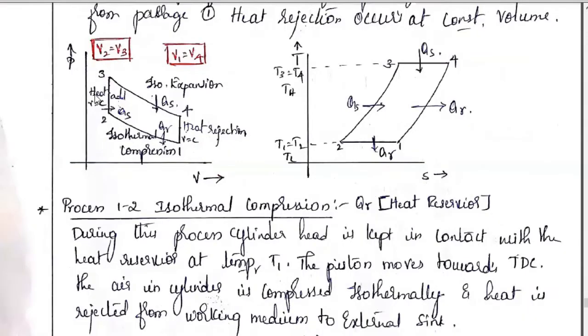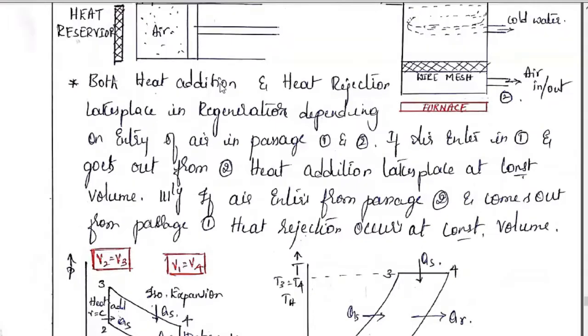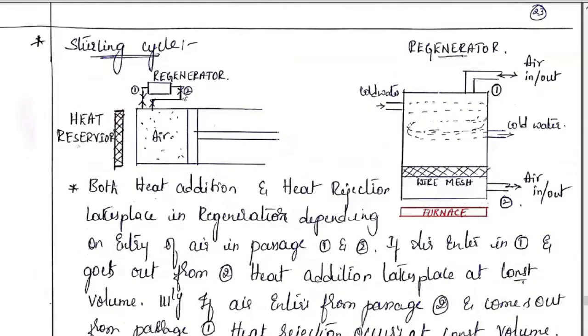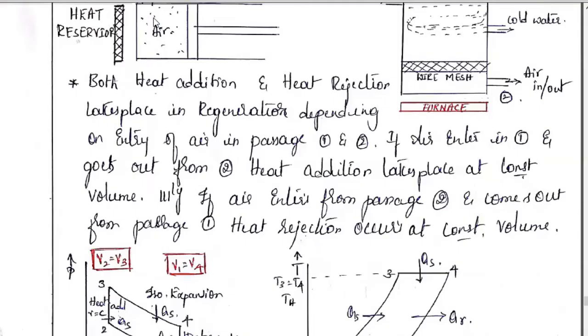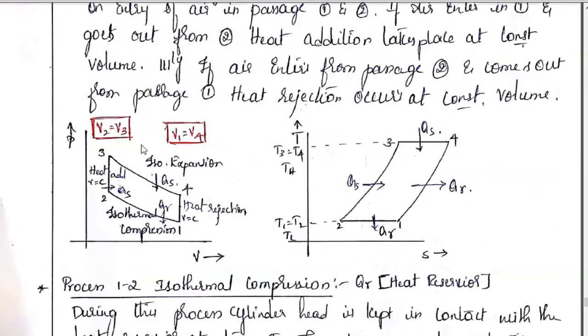So 1 to 2 is a compression. After compression, it passes to the second. In second, heating occurs. Next, expansion occurs. After that, it comes from first. So when it comes from first, the cooling occurs. So cooling air comes into the cylinder head. So this process is called the Stirling process, and the diagram is the PV diagram.